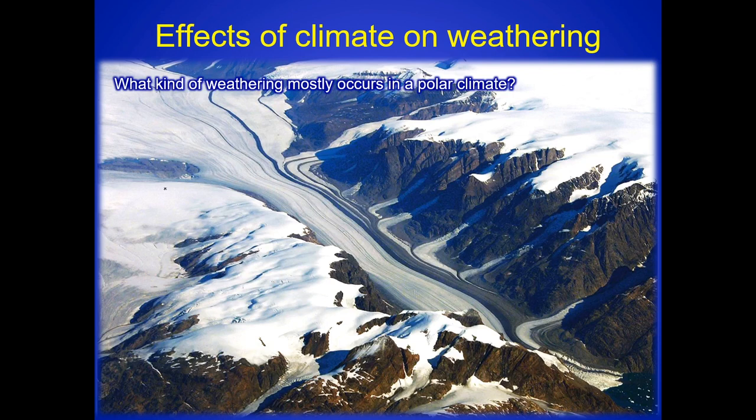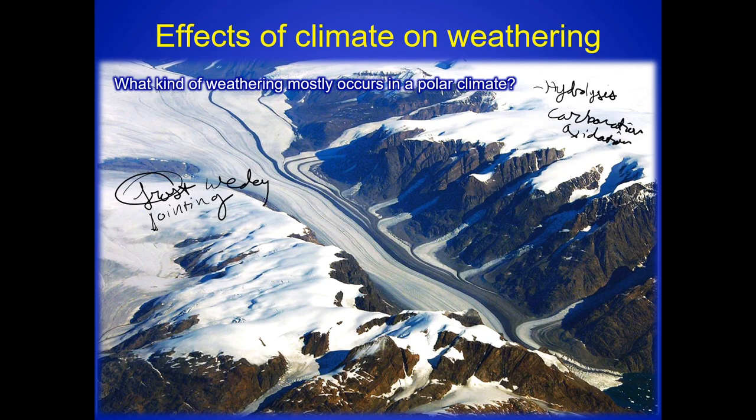Looking at this picture of a polar climate, you would immediately expect frost wedging. You would expect jointing. And also, to a lesser effect, if you have any liquid water, you can get all the normal liquid water processes like hydrolysis. You can get carbonation, and you can get oxidation. But frost wedging is going to be a big one, right? Frost wedging is going to be big here.